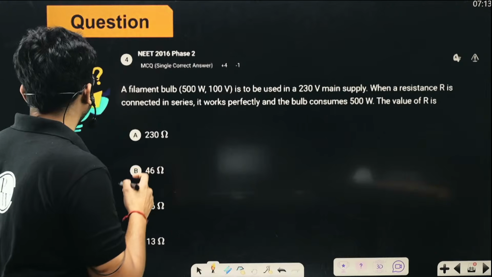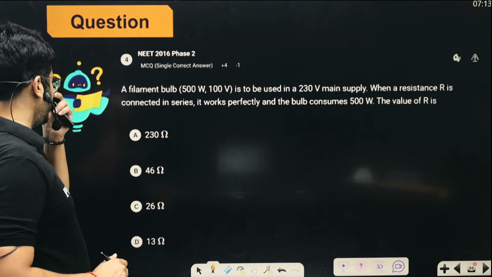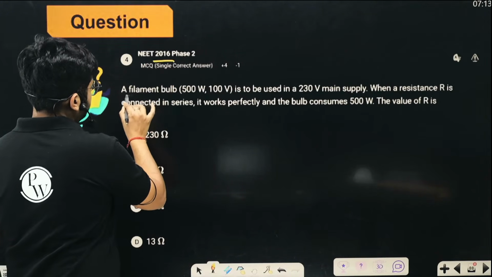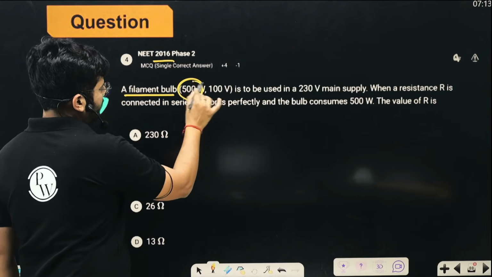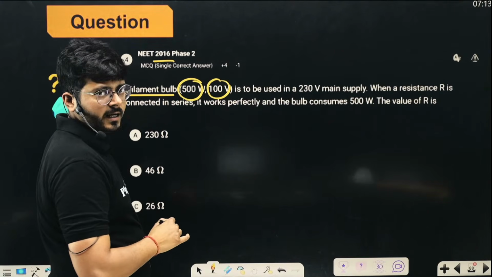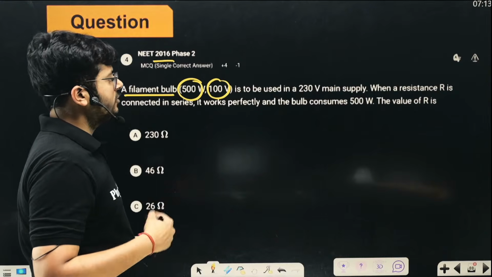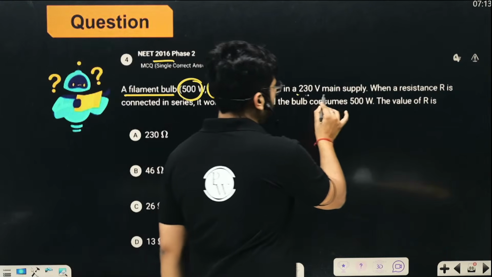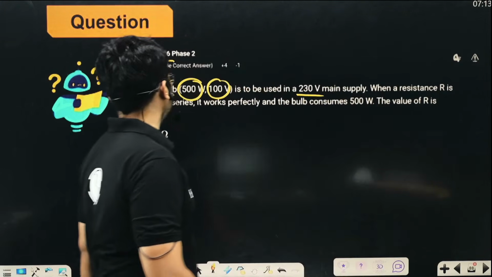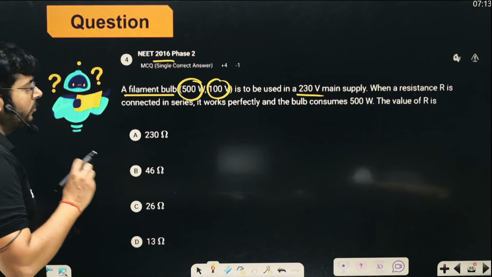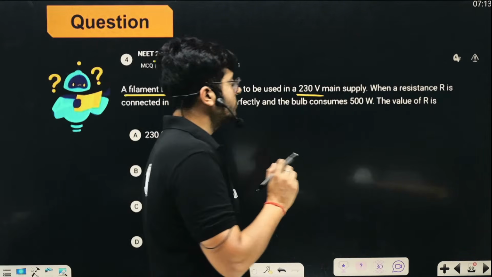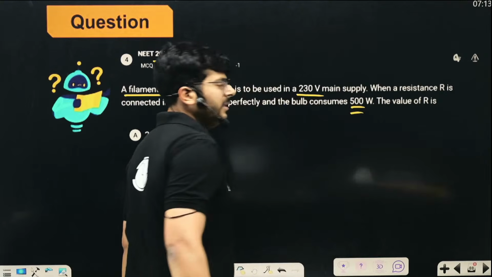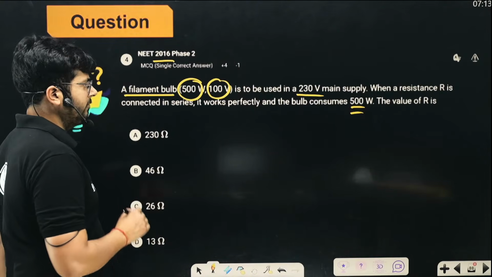Now let's move on and talk about the next part. The next question was asked in the year 2016. It says that a filament bulb of 500 watt and 100 volt is to be used in a 230 volt main supply. When a resistance R is connected in series, it works perfectly and the bulb consumes 500 watts. What will be the value of R?